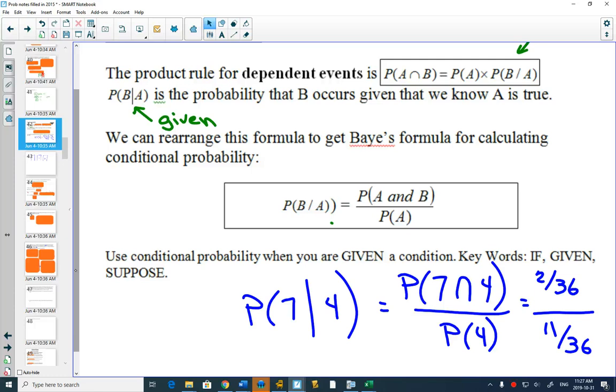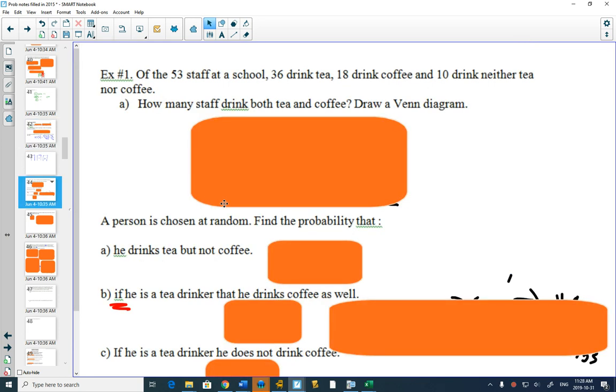Example 1. Of the 53 staff at school, 36 drink tea, 18 drink coffee, and 10 drink neither tea nor coffee. How many staff drink both tea and coffee?